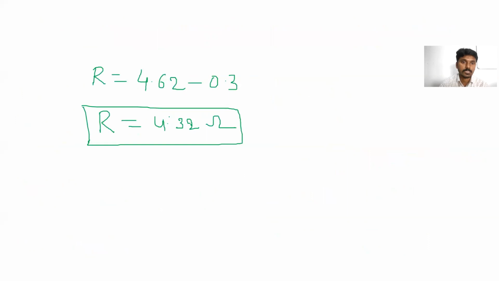So if we add the extra 4.32 ohms resistance in the armature circuit, then the speed will decrease from 1000 rpm to how much? 600 rpm. Clear? Have you got the question?